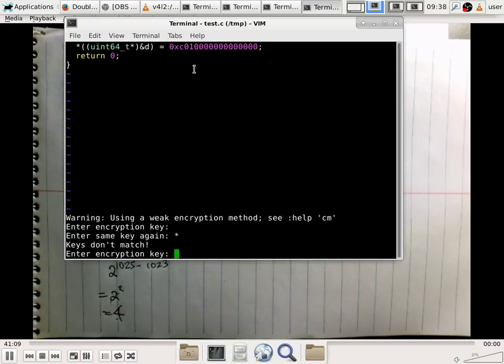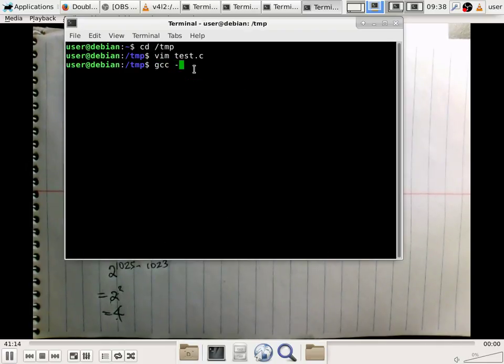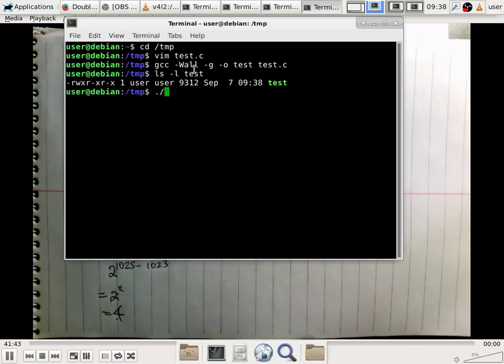So gcc -g to include debug information, -o to specify the name of the output file. So I'll just call it test, and this is test.c. Now, technically speaking, we should all use -Wall, just to have the compiler check everything that is possible. And it compiles just fine, and it links in one single step. So now we have test as an executable. And we can just run it too, okay?